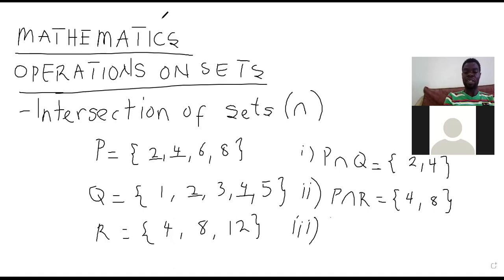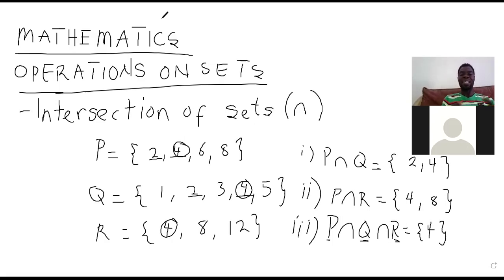Now we are being asked to find P intersection Q intersection R. Okay. That is members that are common to P, Q, and R. Members that are common to P, Q, and R will be their intersection. Automatically we have 4 in P, 4 in Q, and 4 in R. So the answer should be 4.